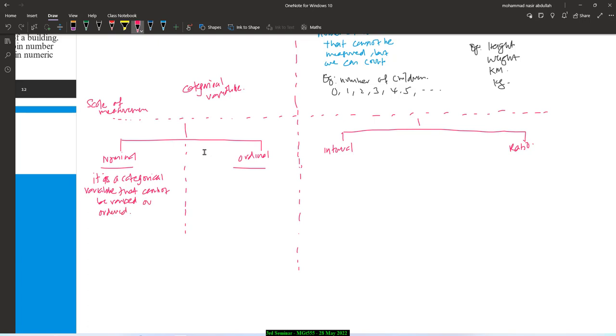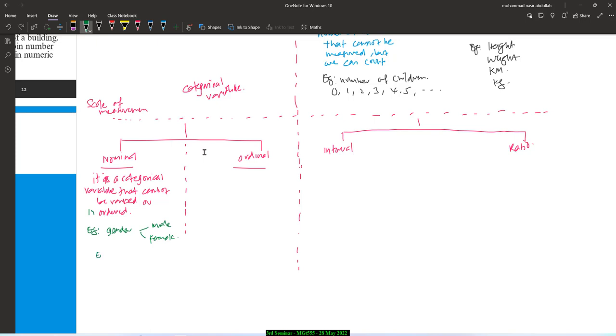It cannot be ranked or in order. For example, gender: male and female. So it cannot be ranked. We cannot say that male is number 1, female is number 2. We also cannot say that female is number 1, male number 2. Okay? So it cannot be in order.